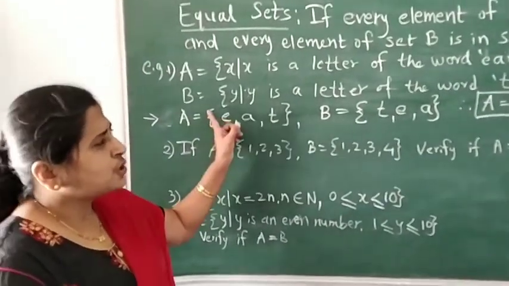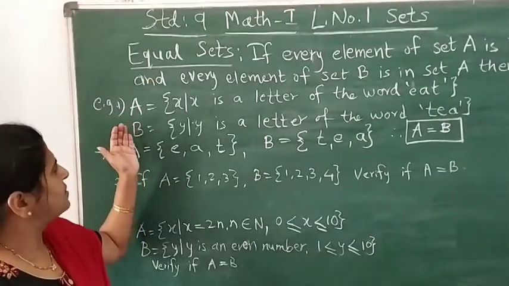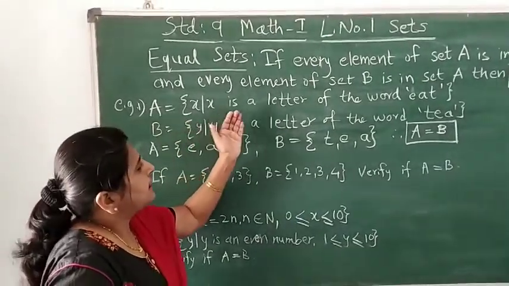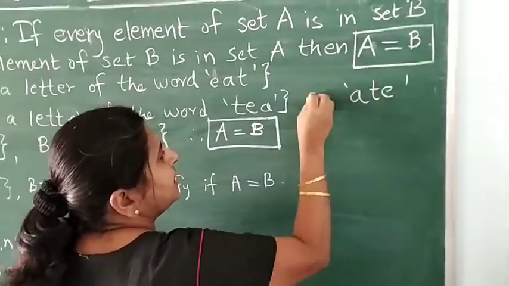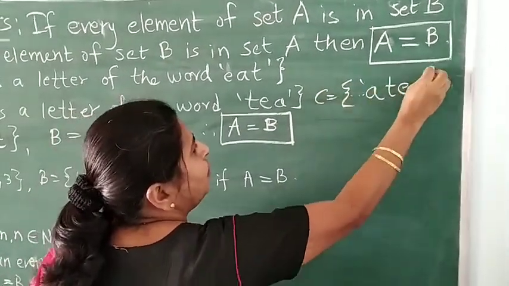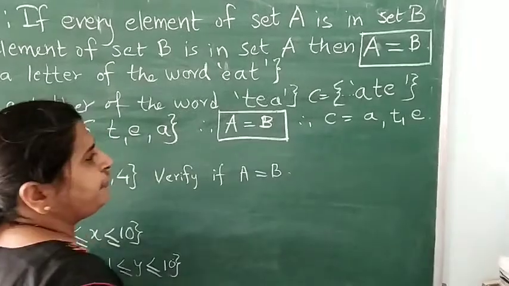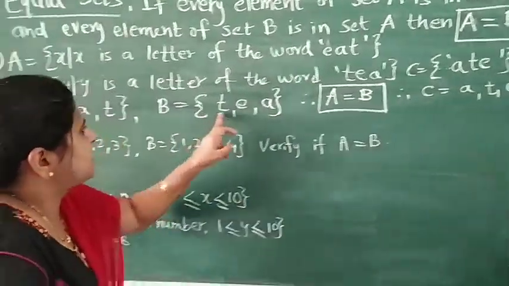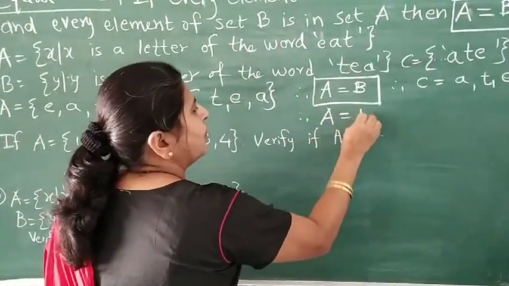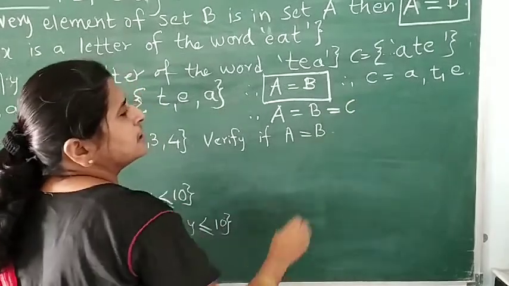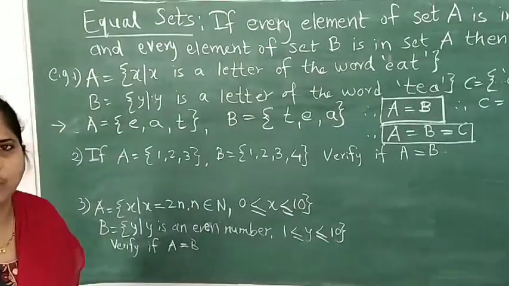Okay. Now this concept can go for three sets also. Suppose we have one more set, set C, where the elements are the letters of the word, say, ATE. In that case, I am writing here in short. What will be C? C will be A, T, E. And if we compare, these three letters are again the same irrespective of the order. In that case, we can say set A is equal to set B and it is equal to C. So this concept of equal sets can extend beyond two sets also.